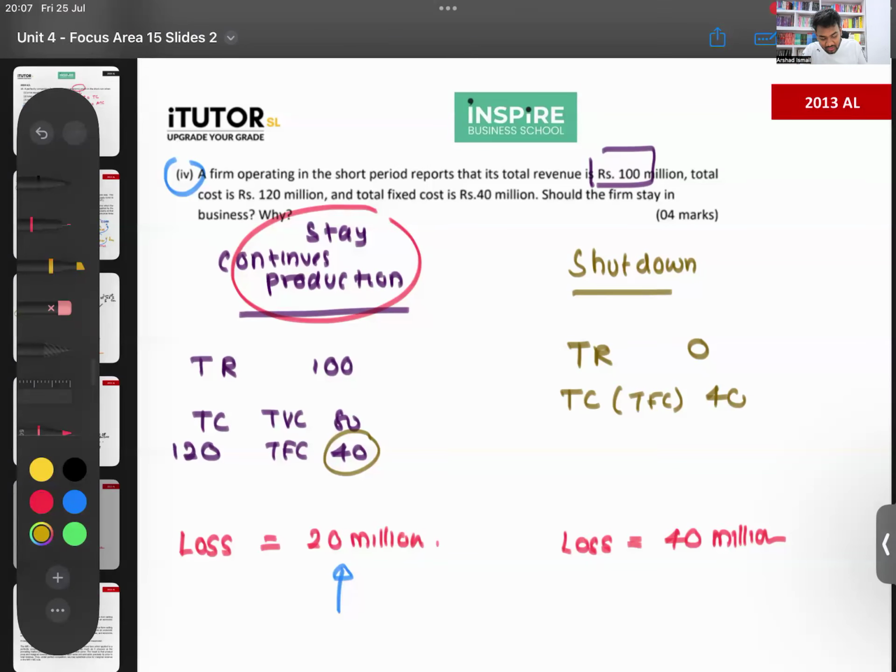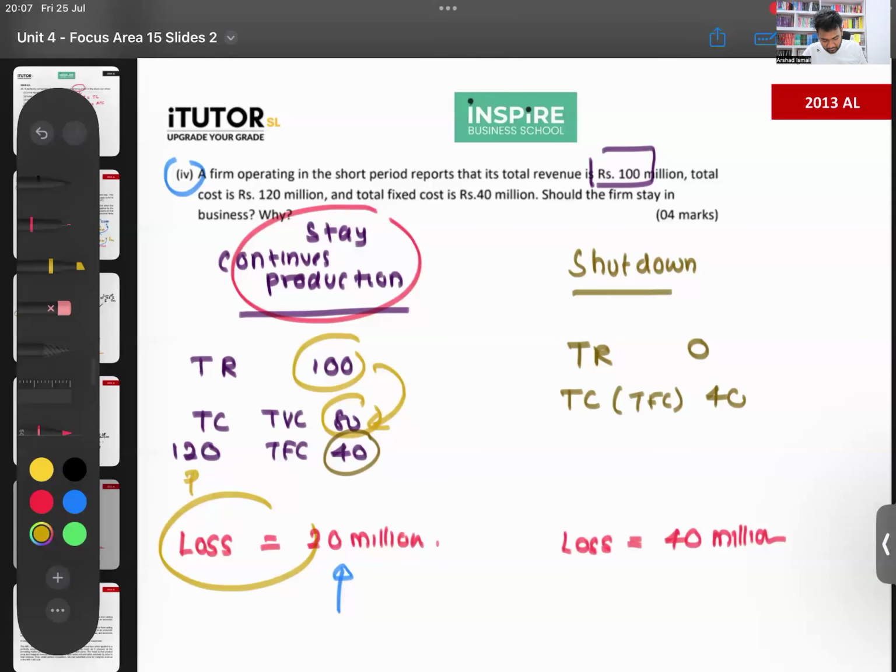Now see, your revenue is 100. Your total cost is 120. So overall a loss. But you're at least covering your variable cost, no? So if you can at least cover your variable cost, then continuing production is better. Continuing production would mean you make a lesser loss. But if you can't even cover your variable cost, now, okay, now this is the example.